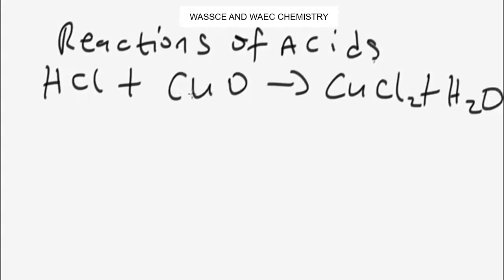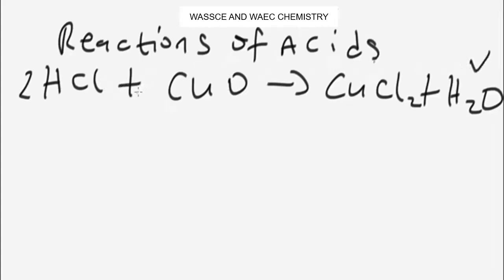Now we need to balance this chemical equation. We have two atoms of chlorine at the right, so we're going to put a two here. So we now have two atoms of chlorine at the left. Chlorine is now balanced. What of hydrogen? We have two atoms of hydrogen, so hydrogen is balanced. We have two atoms of hydrogen here at the left as well. For copper, we have one atom of copper on each side. For oxygen, we have one atom of oxygen on each side. So the chemical equation is balanced.